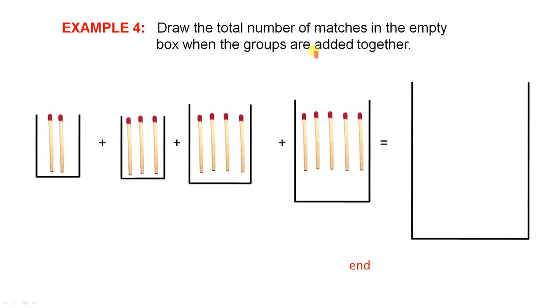Next example, draw the total number of matches in the empty box when the groups are added together. So here we have 4 groups and you'll add all the matches up and draw them in that box.